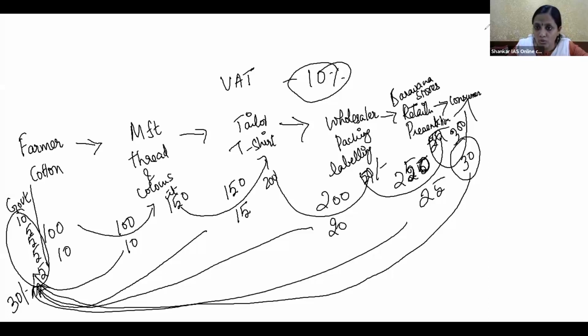Friends, did we follow? Right? So, this is how the value added taxation helped to reduce what is called the cascading effect. What do you mean by cascading effect?